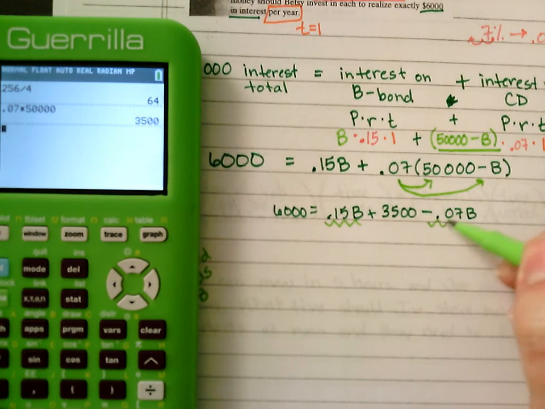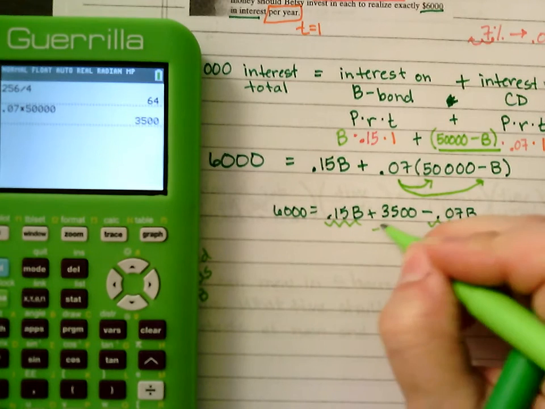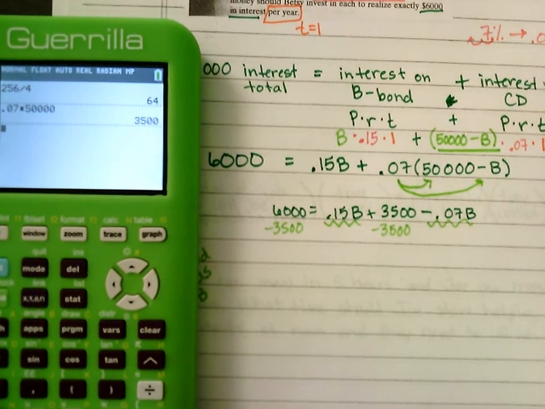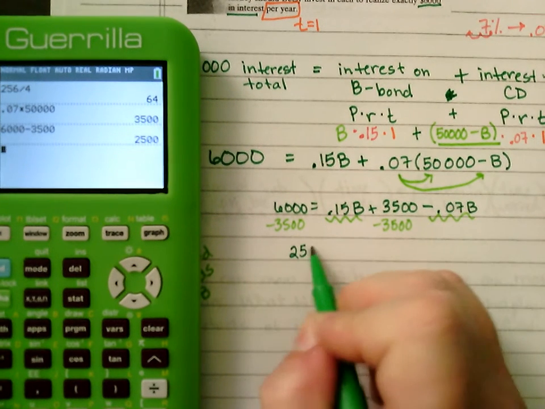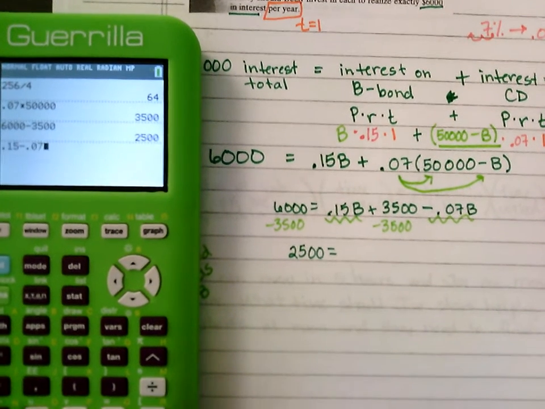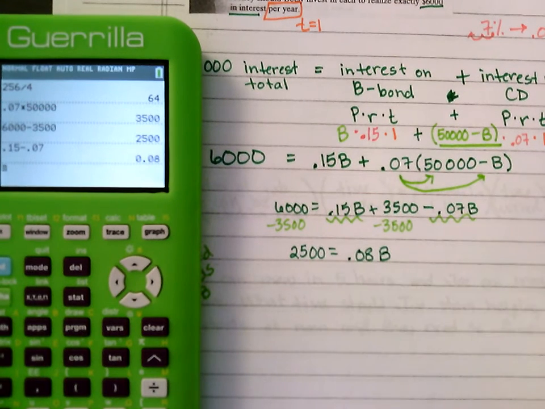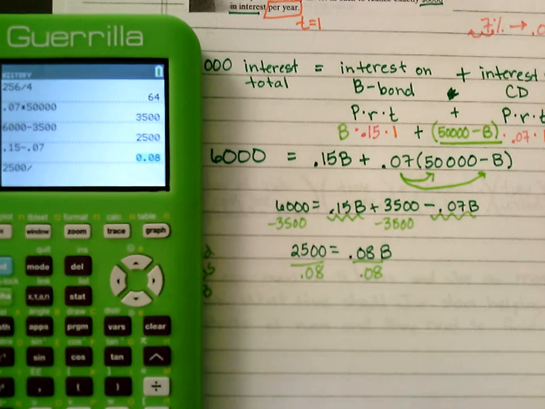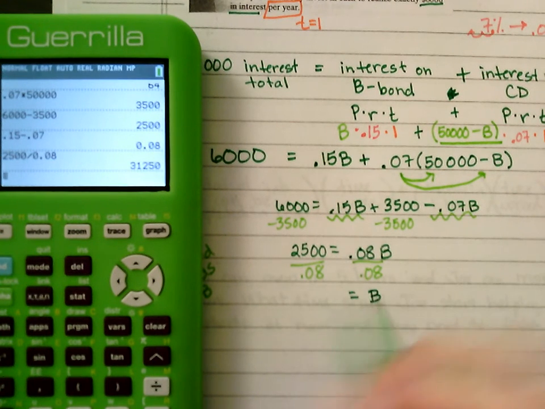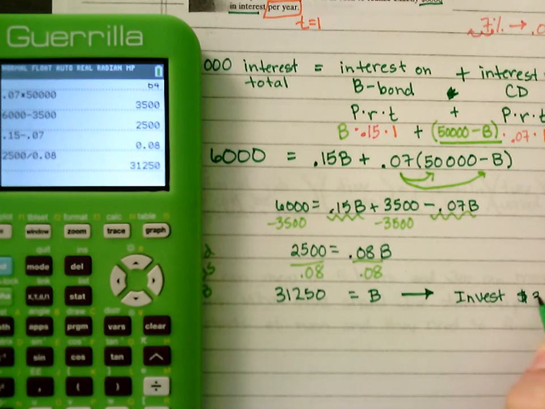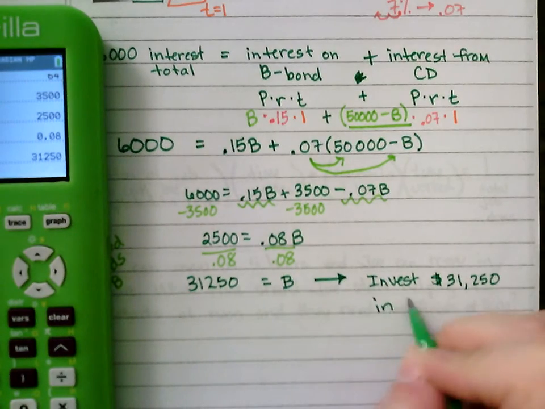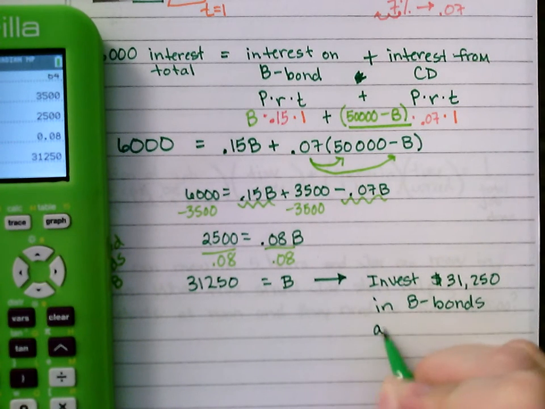Then we combine these like terms. At the same time, I'm going to subtract that 3,500 over to the other side. So 6,000 minus that gives me 2,500 equals 0.15 minus 0.07, 0.08B. And then keep on solving, divide both sides by 0.08. So 2,500 divided by 0.08. So B is going to equal 31,250. So that tells me that she should invest $31,250 in B bonds.